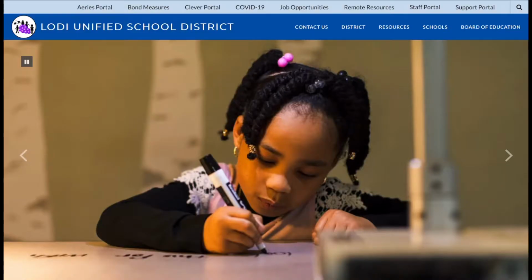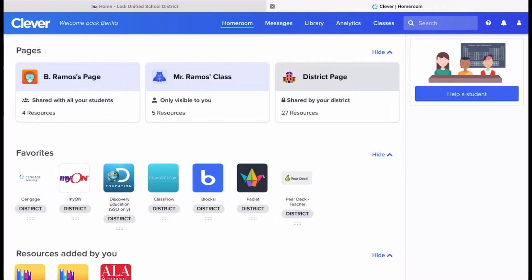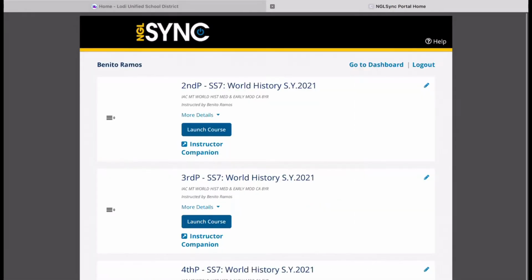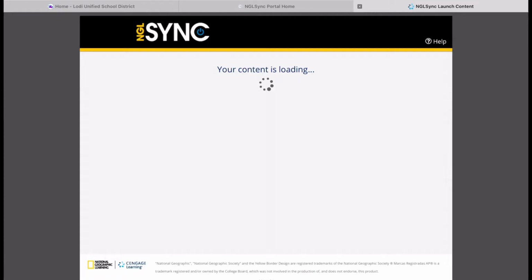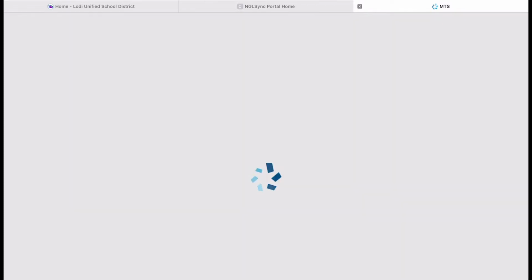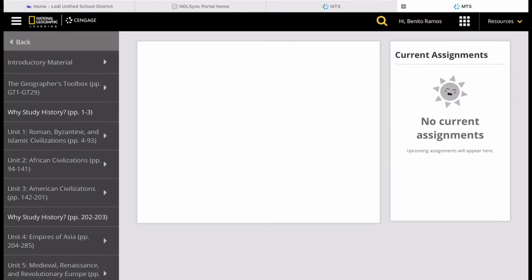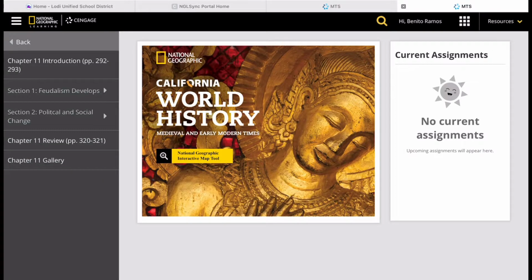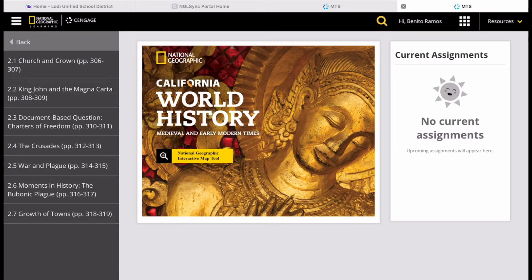Go ahead, log into our Loda.usd website, and from there Clever, and from Clever log into Cengage Learning, which is our world history book, using your student account with your password, and go to Unit 5, and from Unit 5 to Chapter 11, and from Chapter 11 Section 2, Section 2 Lesson 5. The title of the lesson is War and Plague, pages 314 to 315.